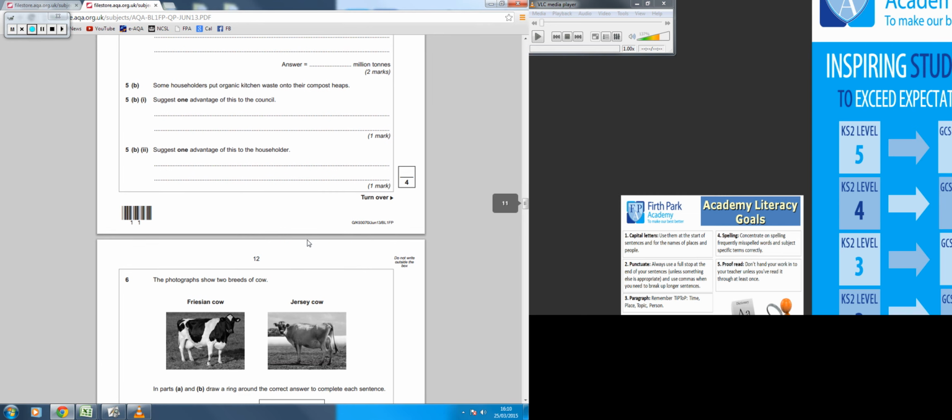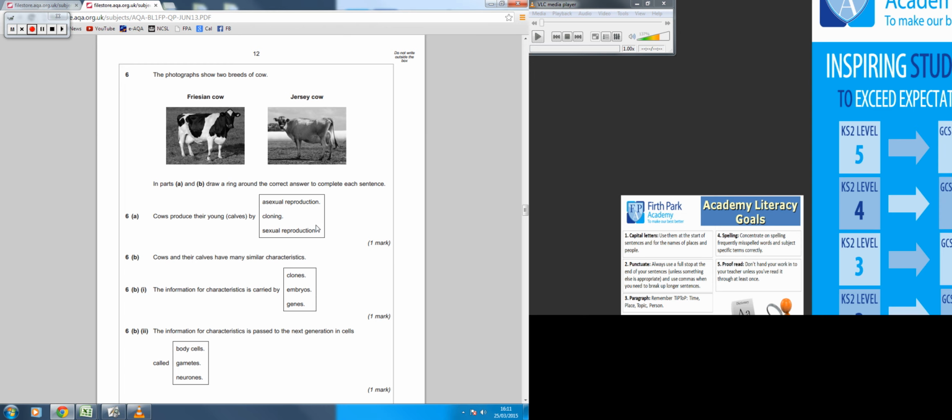We then got another suggest question, so suggest is just coming up with something from the top of your head. So suggest one advantage of putting kitchen waste onto compost heaps and one advantage for the household. So the first one's for the council, the people that are collecting the rubbish, and the second one is for the person who actually has the house. So what could they use it for?